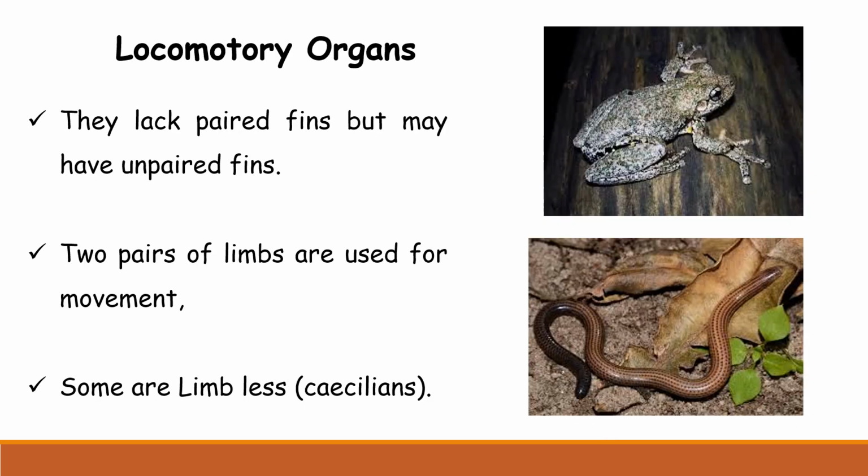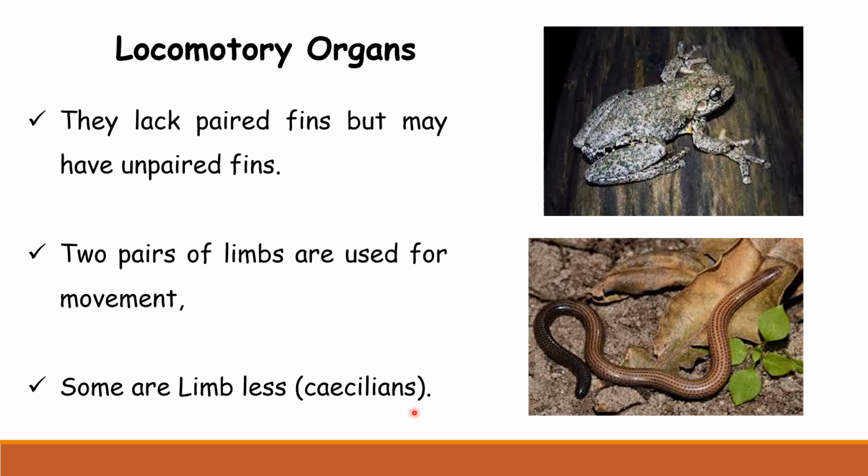Next character we are discussing is the locomotory organs in amphibians. They may have paired fins, or they may have unpaired fins, when we are talking about aquatic amphibians. If the amphibians are terrestrial, you can see here in the picture of a frog, both paired limbs are there. That is, the presence of forelimbs as well as hind limbs.